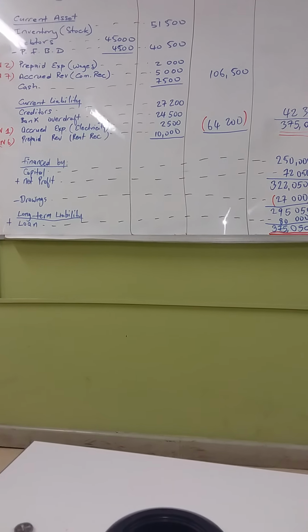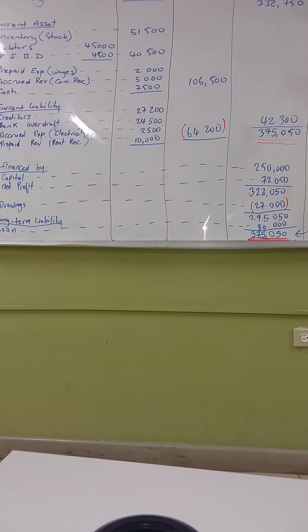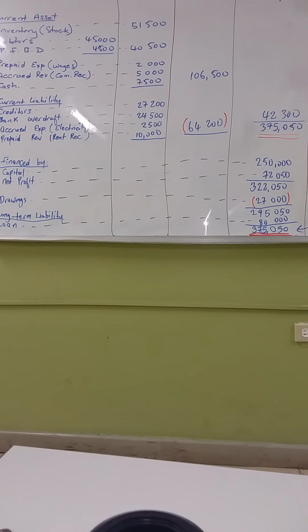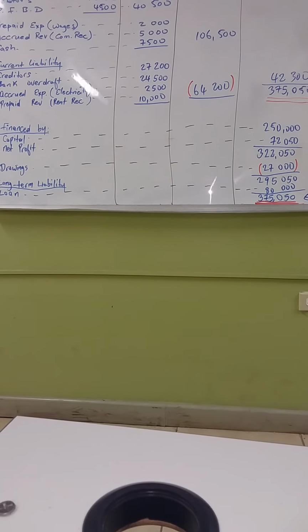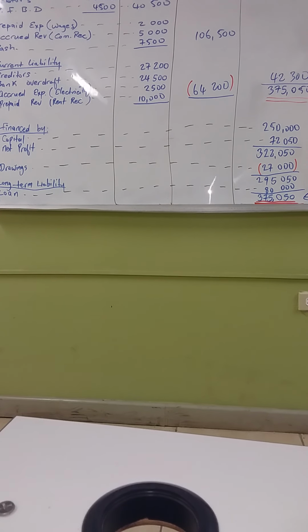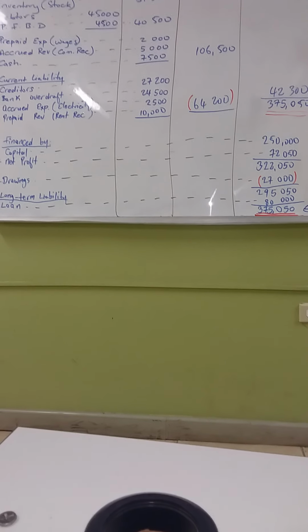Next, you have to subtract your drawings. So you take away your drawings, and your drawings in this question was 27,000. So you minus the 27,000. Now when you minus the 27,000, you get $295,050.